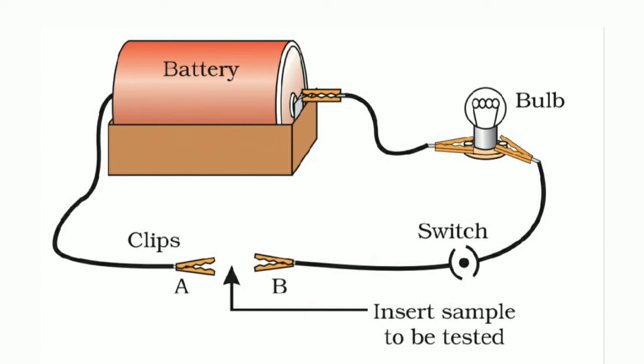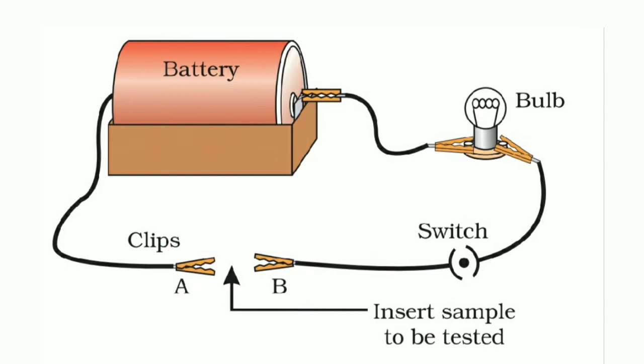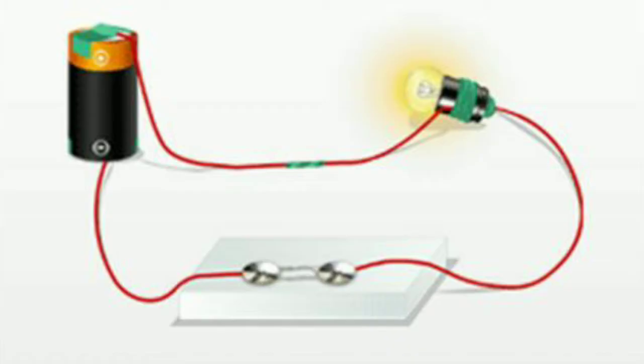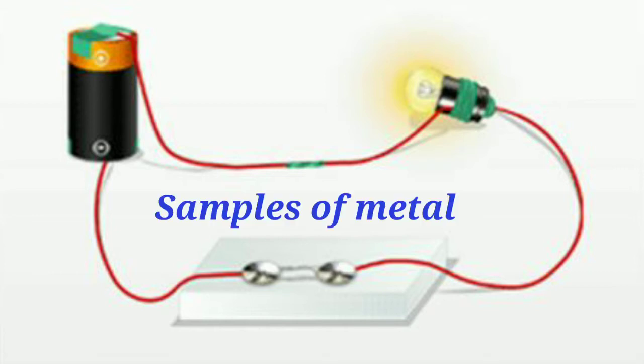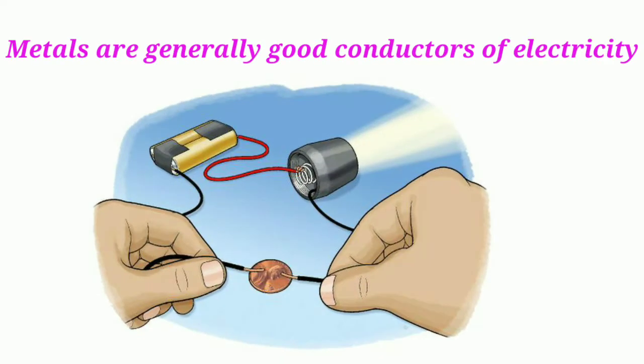Activity 6. Set up an electric circuit as shown in figure 3.2. Place the metal to be tested in the circuit between the terminals A and B as shown. Does the bulb glow? What does this indicate? After inserting samples of metals, if the bulb glows, we confirm that metals are generally good conductors of electricity.